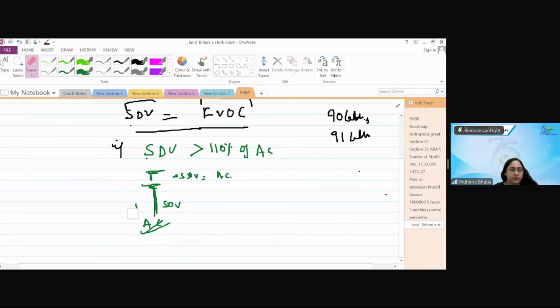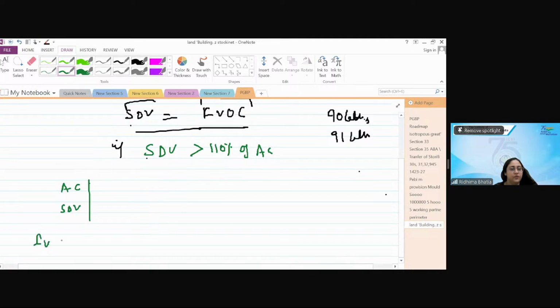For example, case 1: you have to tell me the full value of the consideration. In case 1, actual consideration is 90 lakhs, stamp duty value is 91 lakhs. What would be the full value of consideration? The actual consideration, the sale price, 90. You have to consider yourself as the transferor to understand. You are a real estate developer who is selling those properties, because then only the business income would come. Why 90? Because stamp duty value is within the 10% range.